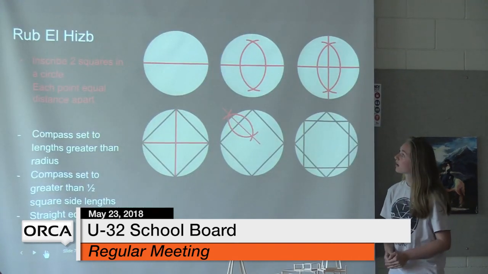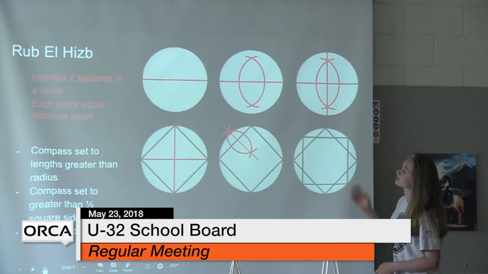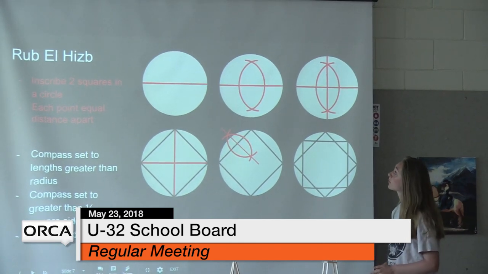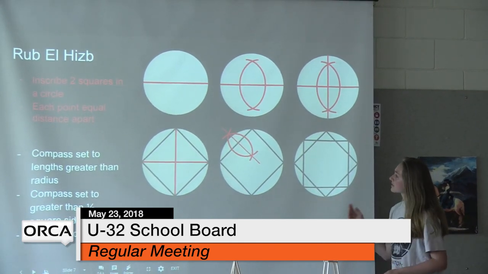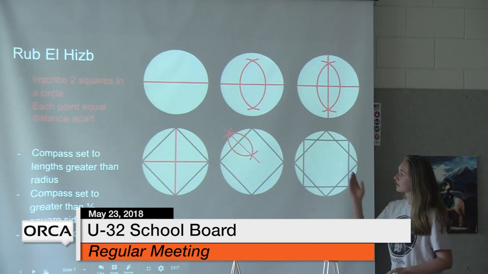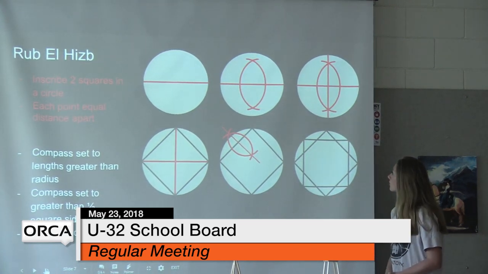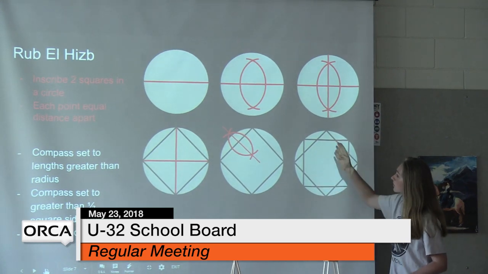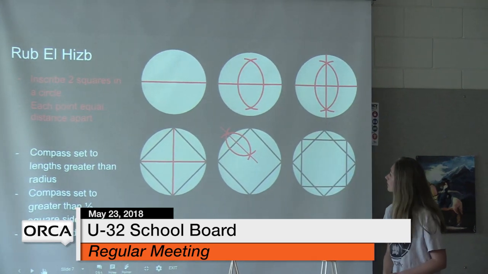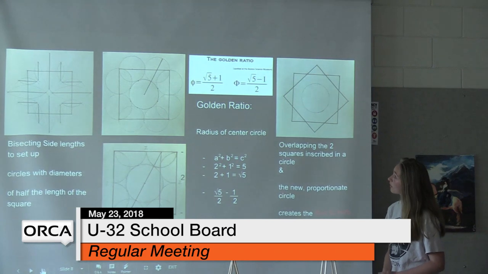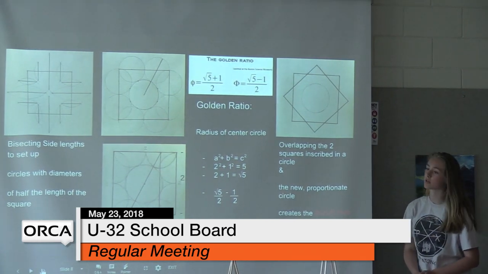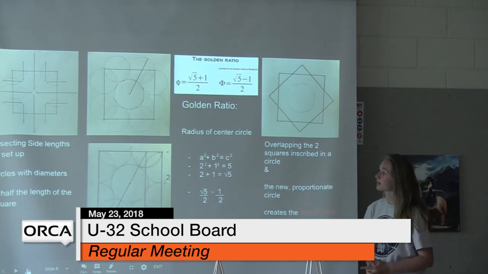Yeah. So this is some of the simple geometry to create the Rubel-Heath symbol, which is made by bisecting lines with a compass and connecting the lines that are made, and then bisecting again the original square to get one that's at a 45 degree angle to it. And so this explains how the golden ratio is used to create the circle in the Rubel-Heath.